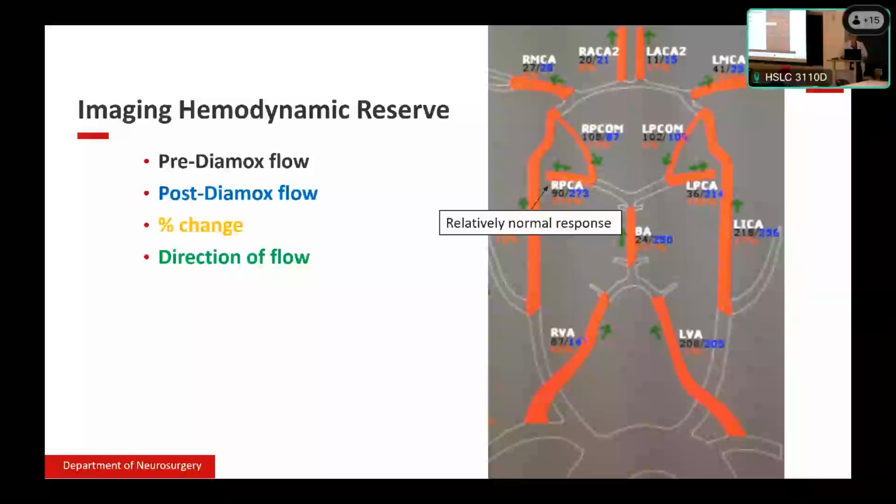The blue is the flow after you give Diamox. It's actually a much more robust response than you'd expect. But impaired hemodynamic reserve would be seen in the right MCA. That's actually low flow to begin with, and it just doesn't improve at all. And then ultimately, you're going to see a possible steal where the flow actually decreases.